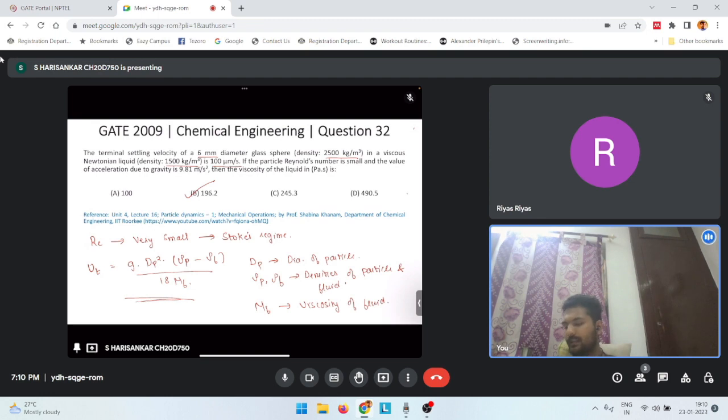In the next class, we'll be looking into one important topic in mechanical operations, which is the packed bed column. So we'll be looking into equations like the Ergun equation, fluidization, incipient fluidization, and so on.